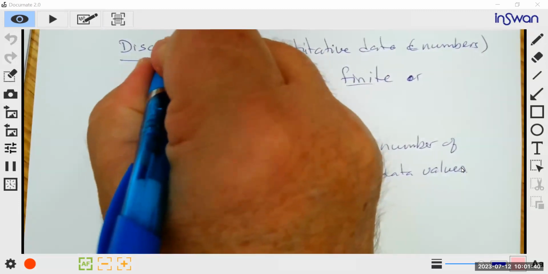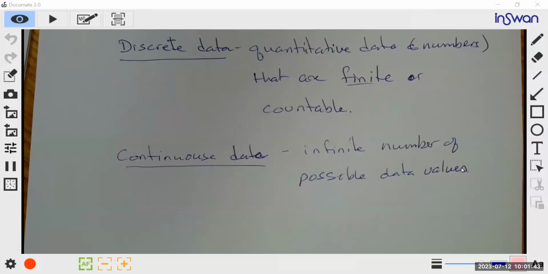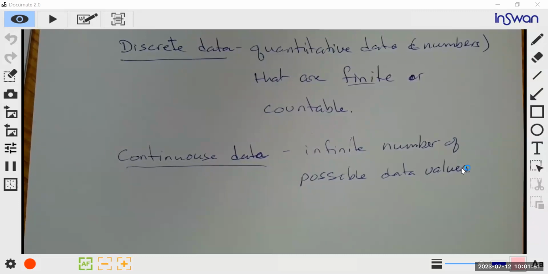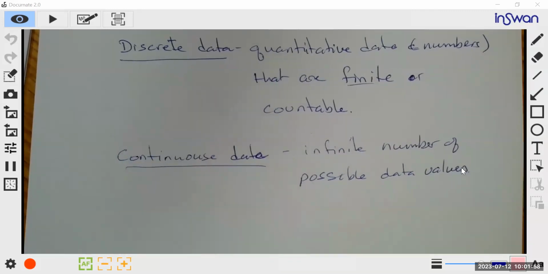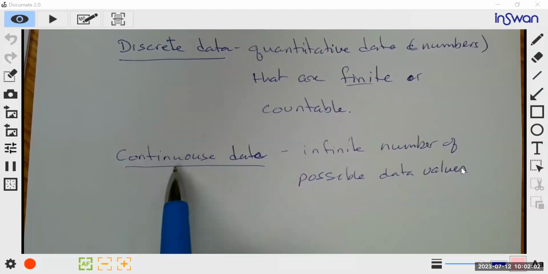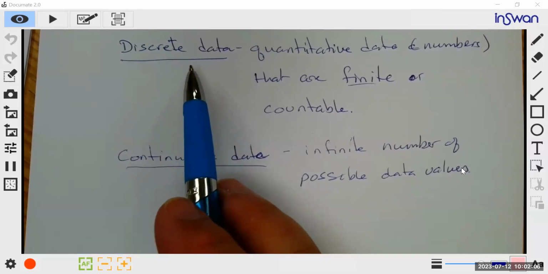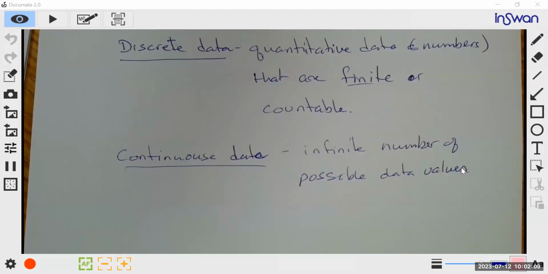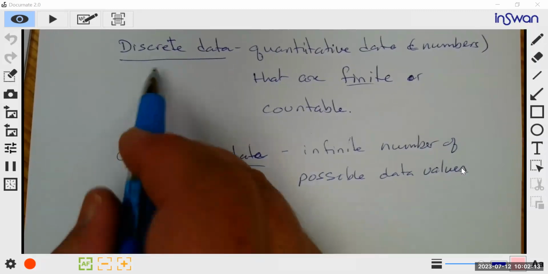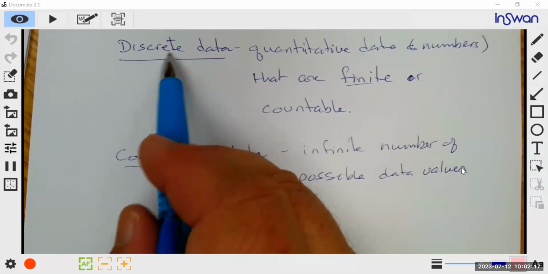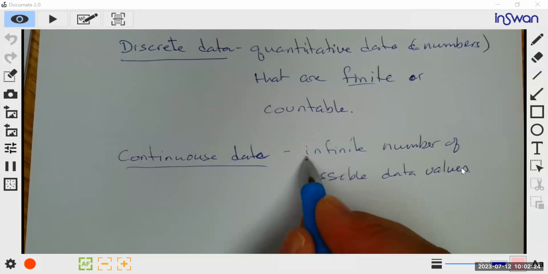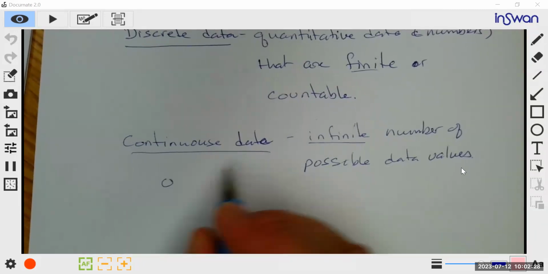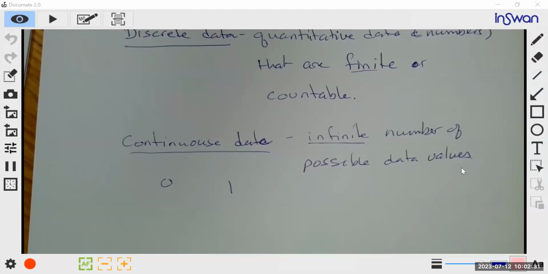Would it be like life expectancy? No, because even at that, continuous data has decimals. Discrete data does not have decimals. Continuous has decimals. I can even go further and say we could look at this as just integers and everything else. In other words, we said it's infinite, right? Between 0 and 1, how many numbers are there? Infinite numbers.